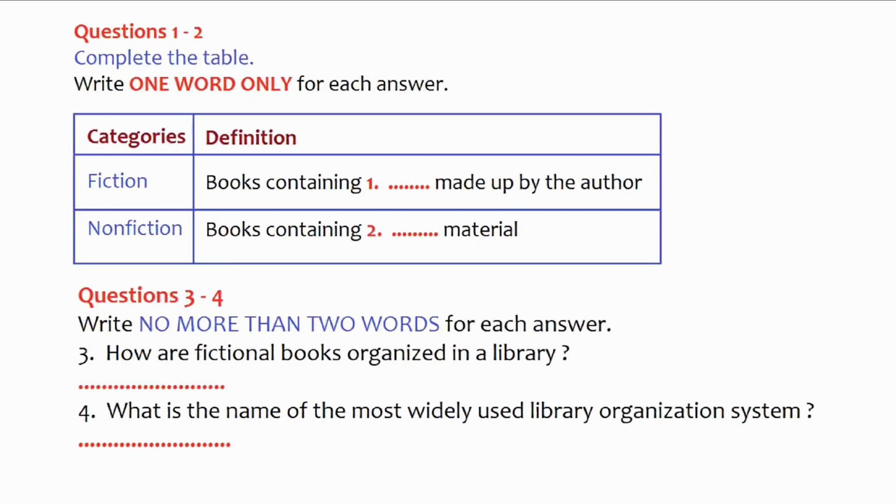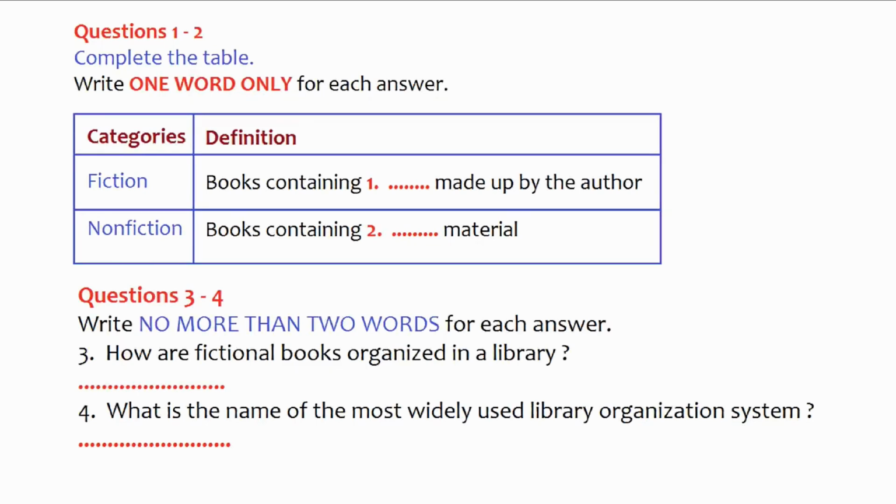All the fictional books in a library are grouped in one section. They are arranged alphabetically by the last name of the author. Many libraries also label the spines of all books of fiction with the letters FIC or F.